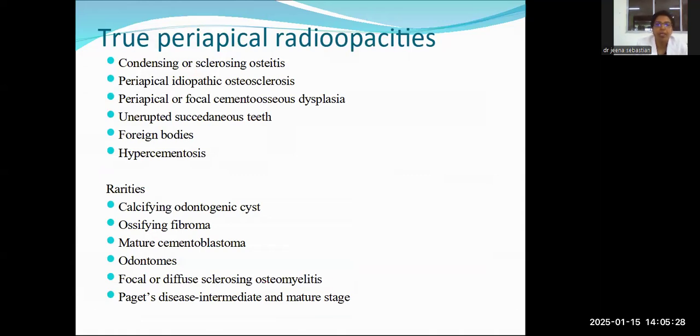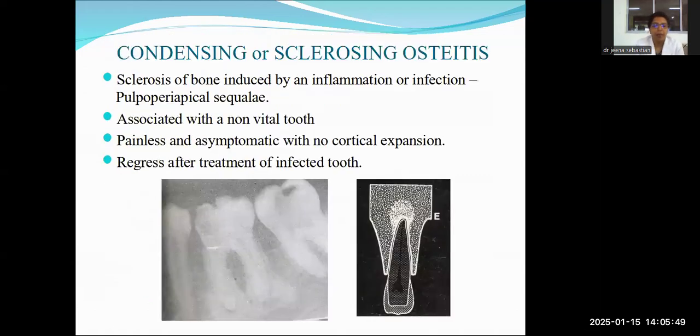Now coming to true periapical radiopacities, we have condensing osteitis, periapical idiopathic osteosclerosis, periapical or focal cemento-osseous dysplasia, unerupted succedaneous teeth, foreign bodies, and hypercementosis. And coming to rarities, we have calcifying odontogenic cyst and ossifying fibroma.